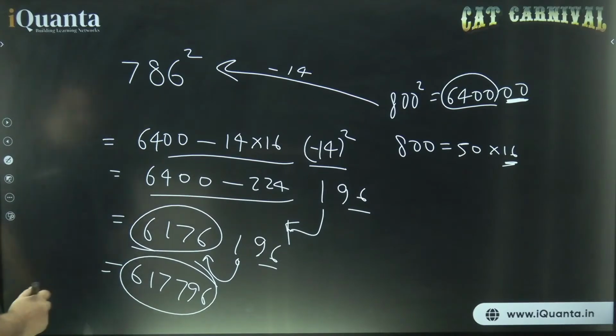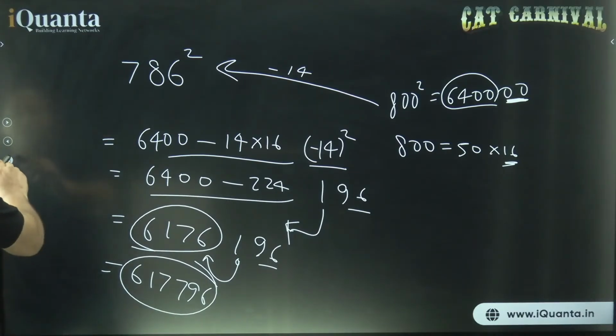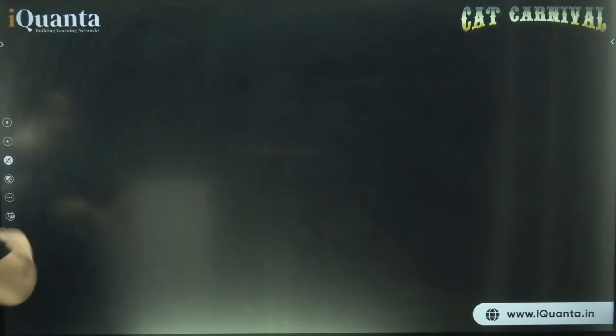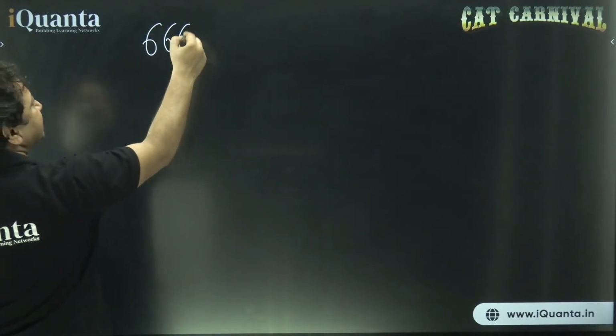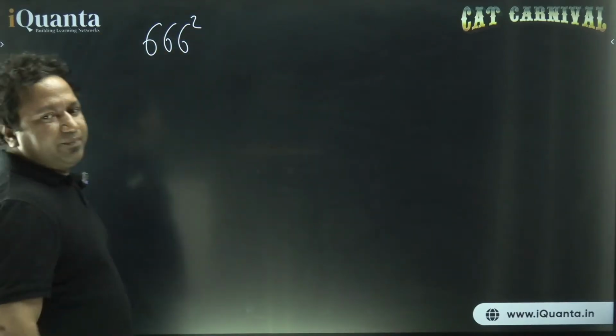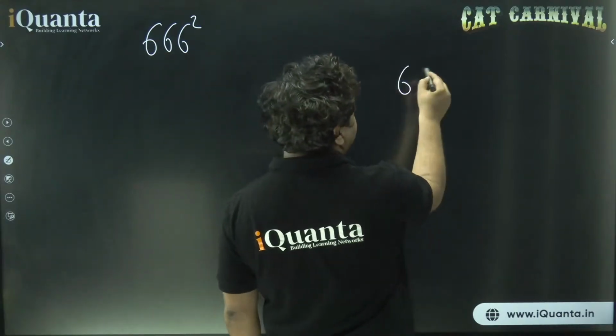Now let's pick, I think it's understood to everyone. Now I'll pick the number of Satan. What is the number of Satan? Who will tell me? 666. I want to find the square of 666. The base over here is 650.